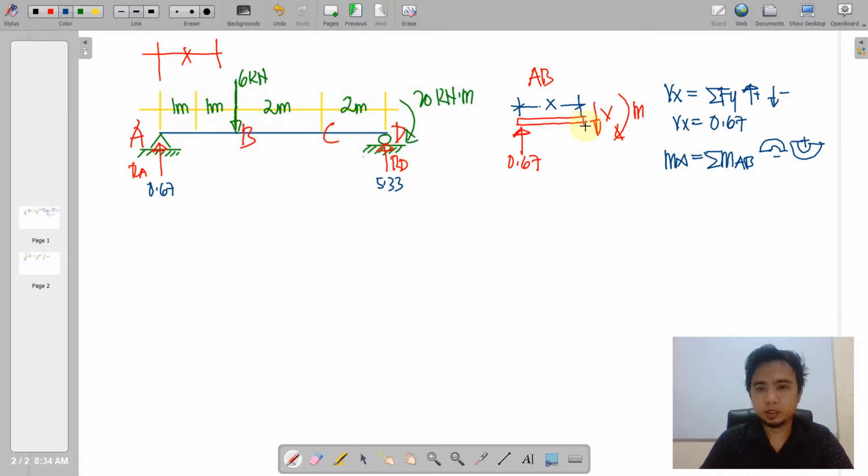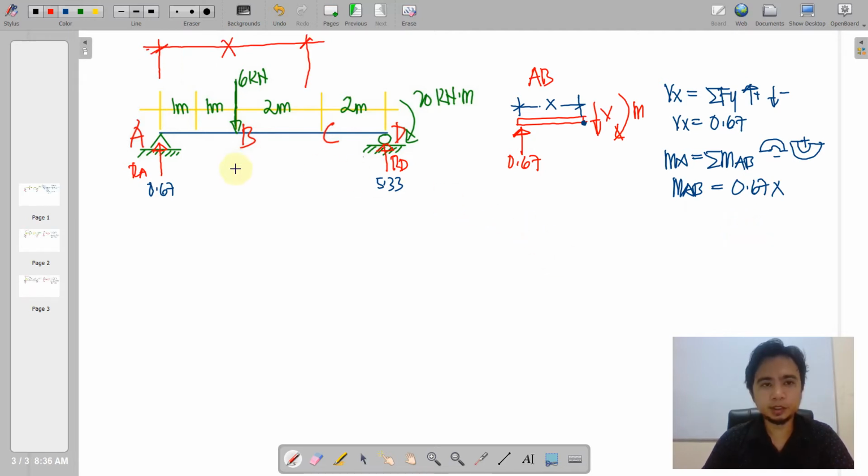we'll just have to use this as our point of reference. We will have here a sign convention that if we have a concave downwards fiber, that is negative, and a concave upwards fiber, that is positive. So we have M from A to B is equal to 0.67 times x.